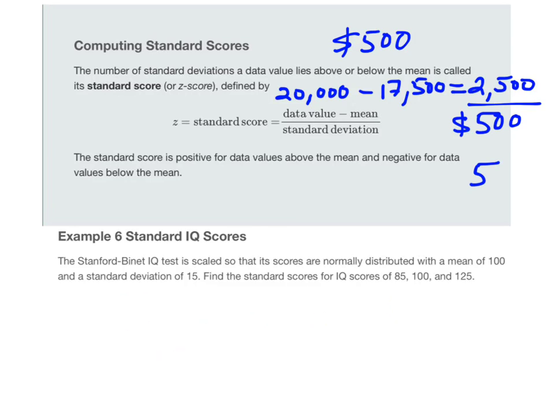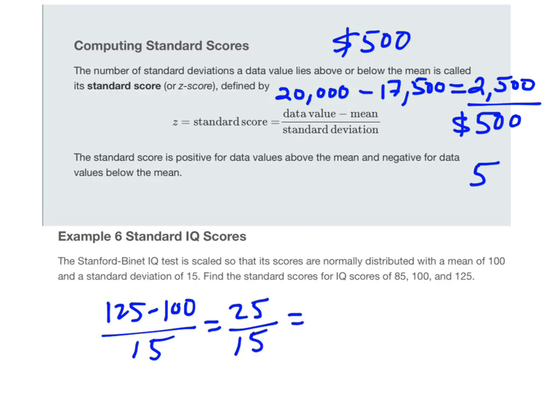A score of 100 is exactly on the mean. All right, so its deviation is 0. And 0 divided by 15 is 0. So its z-score is 0. And then a score of 125 is above the mean by 25. Okay, and then 25 divided by 15 tells us that score is about 1.67 standard deviations above the mean. Okay, so it's between 1 and 2 standard deviations above the mean.